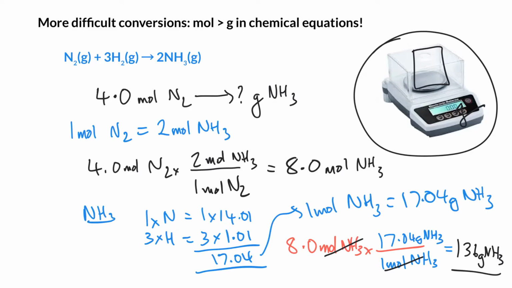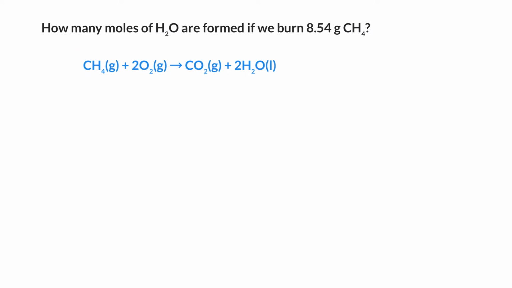So let's try another one. So this is getting to be a little more interesting here. So how many moles of water will we make if we burn 8.54 grams of CH4? So that's methane. And here's how I like to organize my work here, because at some point, right, it gets a little confusing. So what I do is I take the 8.54 grams of methane, of CH4, and I write it here on the bottom of my problem.